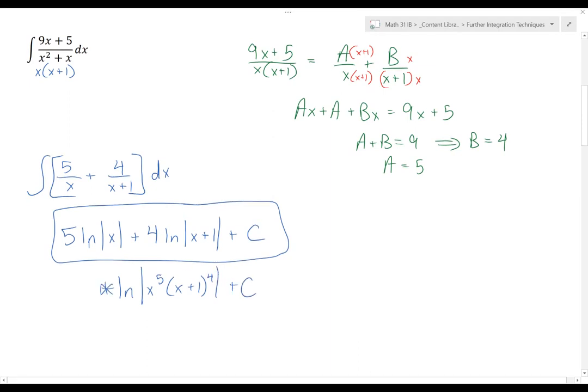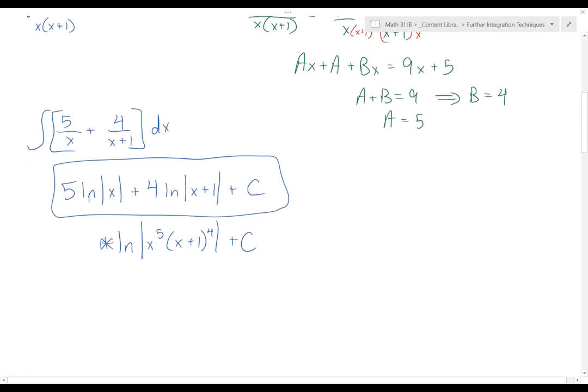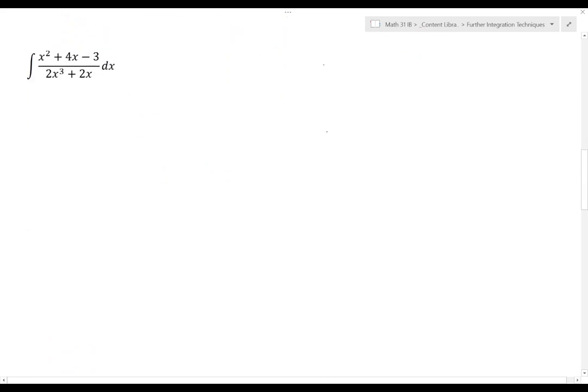This is an acceptable form for the answer as well. Either one is going to work just fine. All right, let's move on to a second example here.